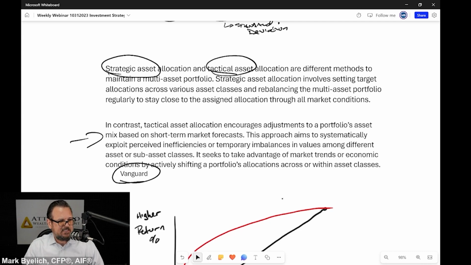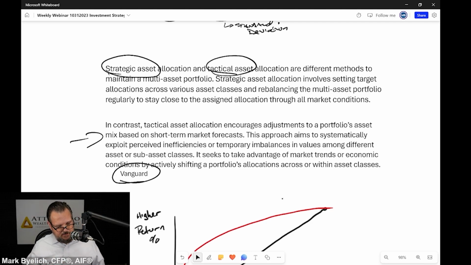In contrast, tactical asset allocation encourages adjustments to a portfolio's asset mix based on short-term market forecast. This approach aims to systematically exploit perceived inefficiencies or temporary imbalances in values among different assets or sub-asset classes. It seeks to take advantage of market trends or economic conditions by actively shifting a portfolio's allocation across or within asset classes. So in this example, as I said before, strategic asset allocation might say 25% international, but tactical allocation might say, hey, we think international companies are going to do better than U.S. companies. We're going to overweight international by taking that up to 35%.